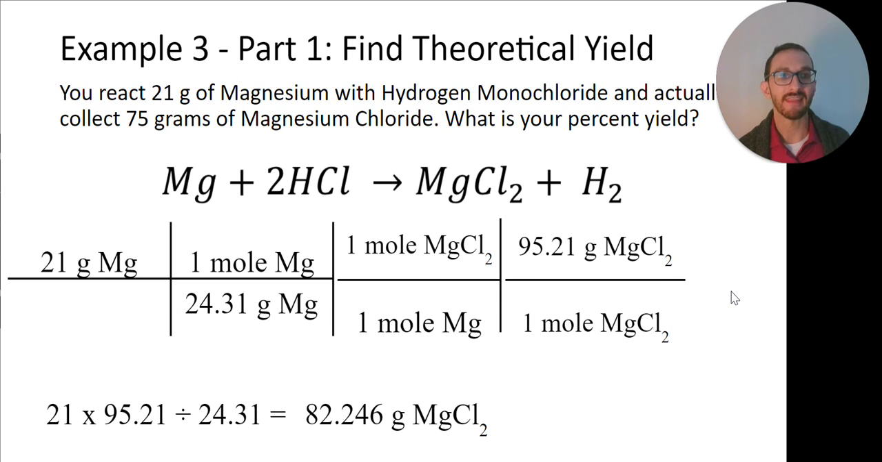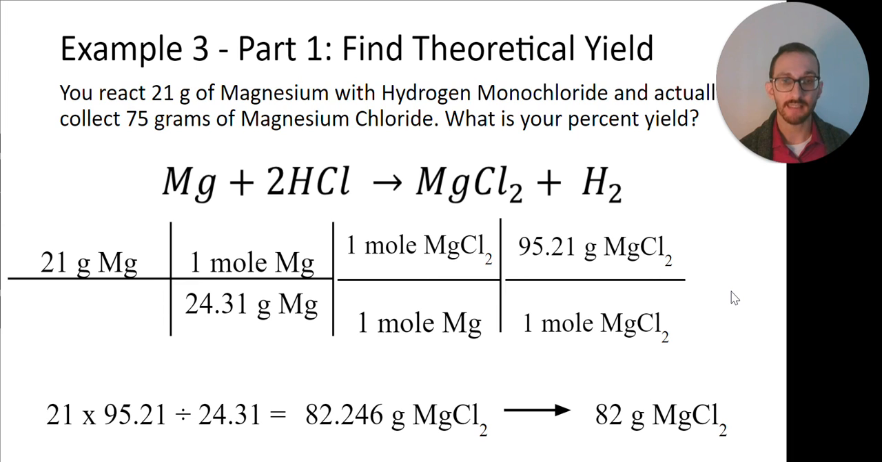Since this is what the math, the stoichiometry, told us, this is going to be what we should have gotten, our theoretical yield. We would need to round that to match the significant figures of the number that we started with. 21 has 2 digits, so we would round our theoretical yield to 82 grams of magnesium chloride.